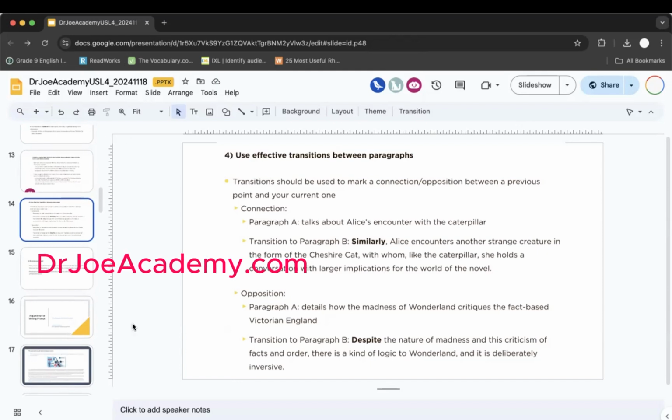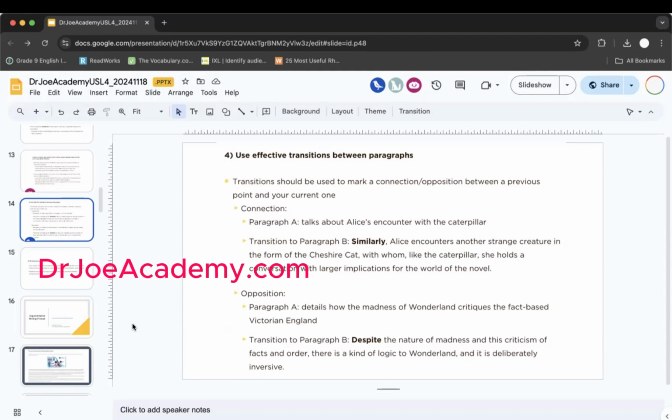Effective transition between paragraphs. Transition should be used to mark a connection/opposition between a previous point and your current one. Connection. Paragraph A talks about Alice's encounter with the caterpillar. Paragraph B. Similarly, Alice encounters another strange creature in the form of the Cheshire Cat, whom, like the caterpillar, she holds a conversation with, larger implications for the world of the novel.